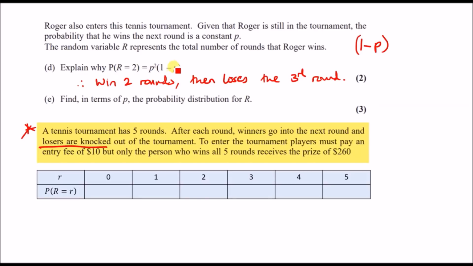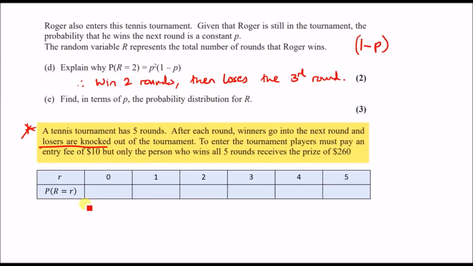If he won that 3rd round, it would be p cubed, which would be r equals 3, and then 1 minus p. It means he lost the 4th. So the way it works, you only add 1 minus p if you know for sure you're going to lose after that round. Okay?